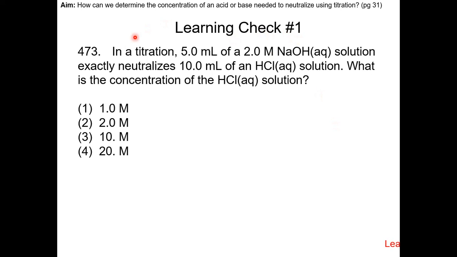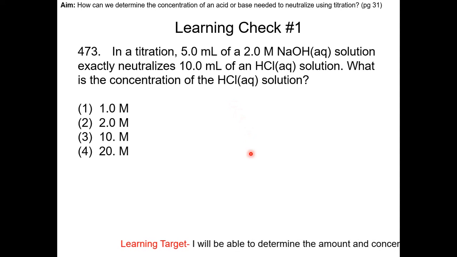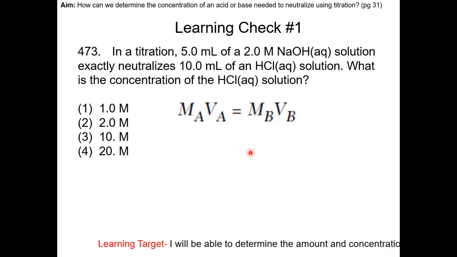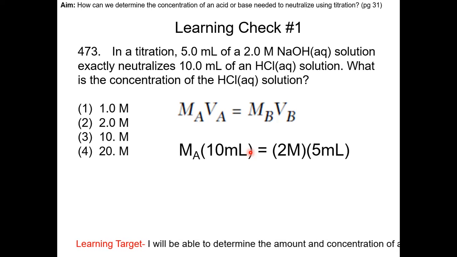Learning check number 1. In a titration, 5 milliliters of 2 molar NaOH solution exactly neutralizes 10 milliliters of HCl aqueous solution. What is the concentration of HCl aqueous solution? Pause the video and resume once completed. In this question, we're solving for the concentration of HCl. We have to use the titration equation. We plug it into the equation. We get Ma to be 1 molar.